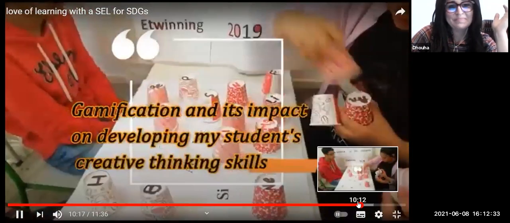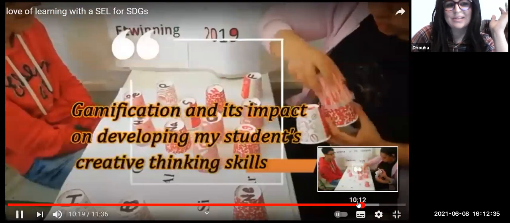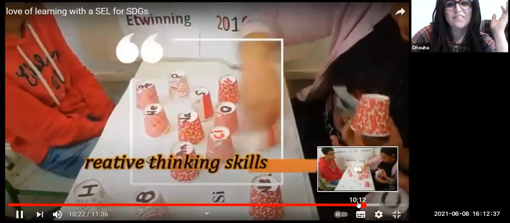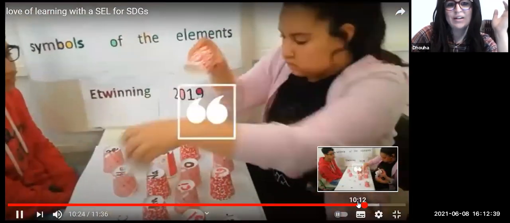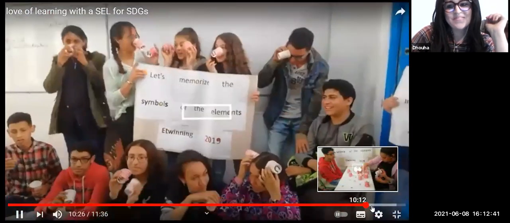So they can play to learn about symbols. It's a collaboration with a physics teacher. They learn and memorize.